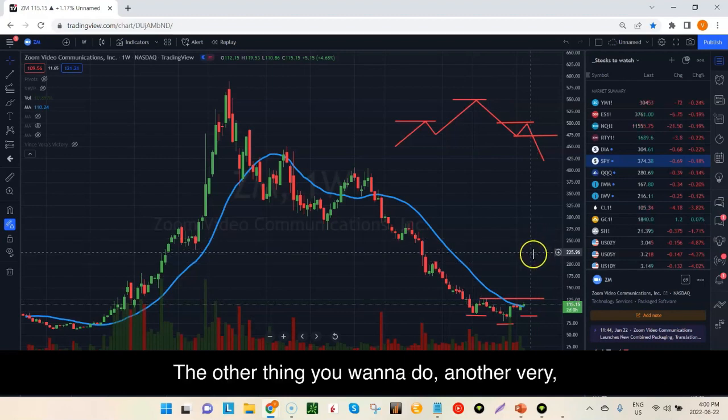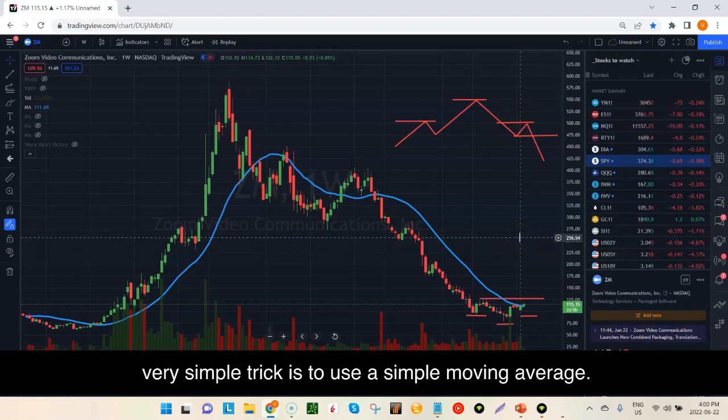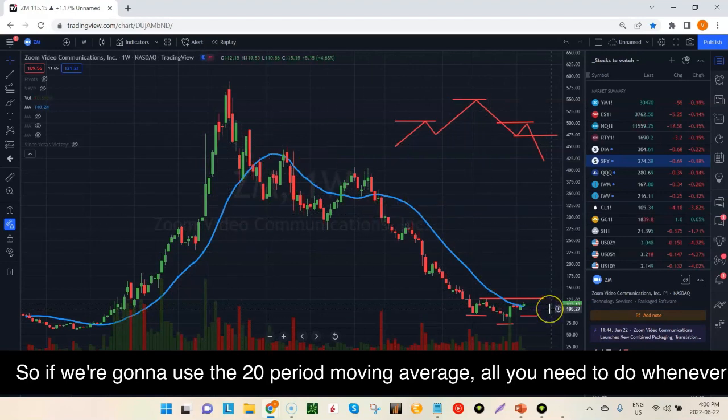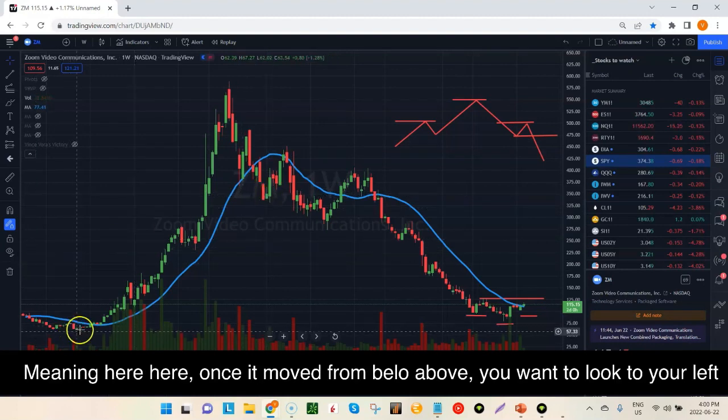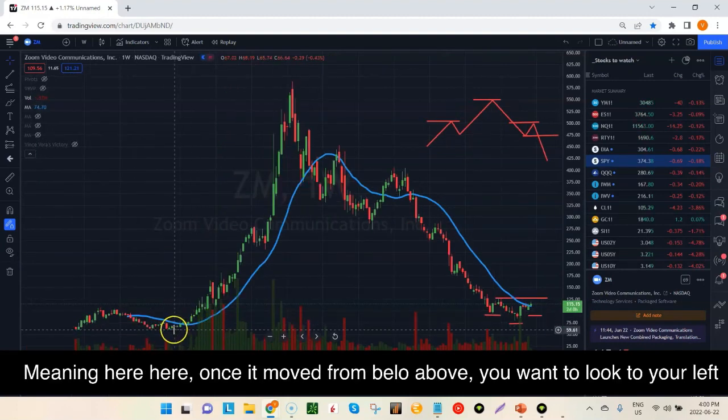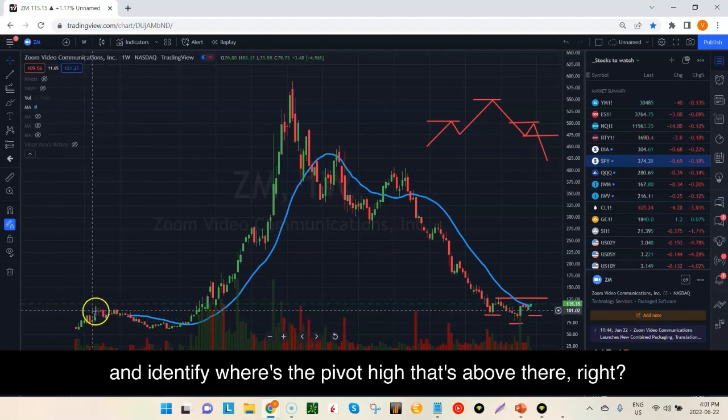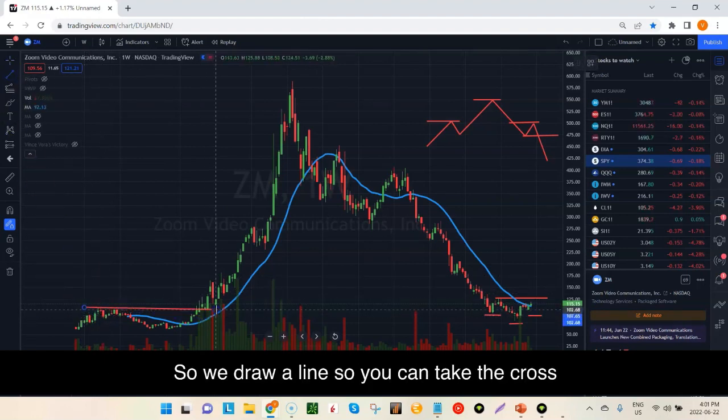The other thing you want to do, another very, very simple trick, is to use a simple moving average. So if we're going to use the 20-period moving average, all you need to do whenever price crosses that is to look for it to break a pivot after it crosses. Meaning, here, once it moved from below to above, you want to look to your left and identify where's the pivot high that's above there, right? So it was here, right? So we draw a line.